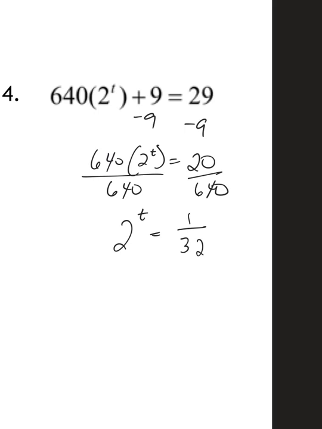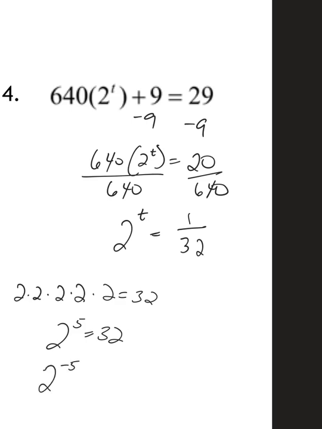I need to figure out what power of 2 would give me 32. 2 times 2 is 4, times 2 is 8, times 2 is 16, times 2 is 32. So that is the fifth power of 2. If 32 is on the other side of a fraction, that indicates that my fifth power is actually going to be negative. That's how I'd move it to the other side of the fraction. So t must be negative 5.